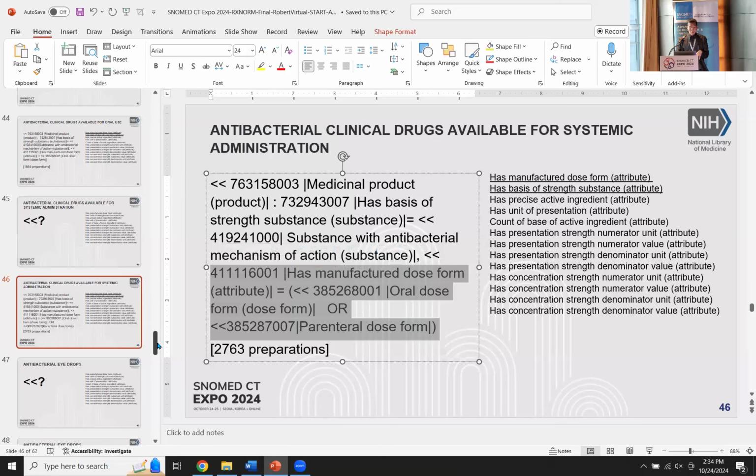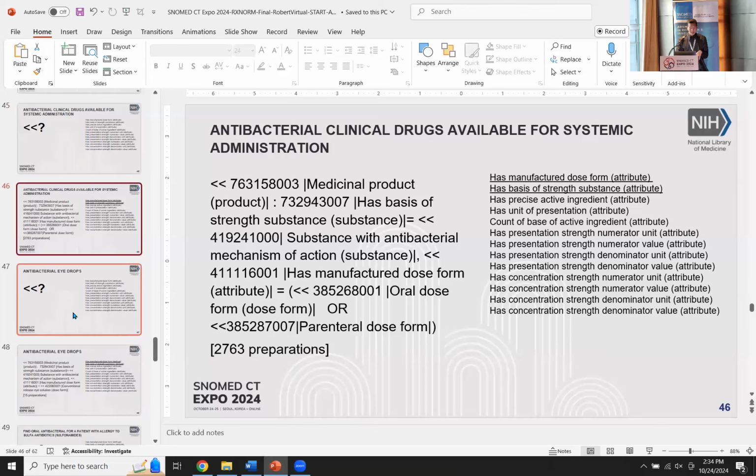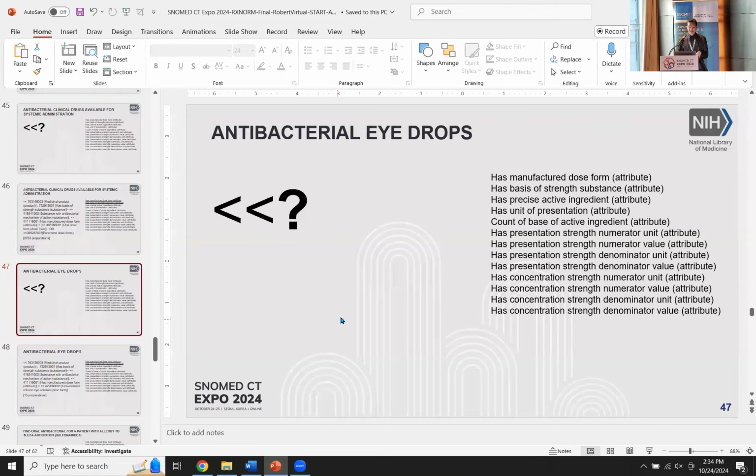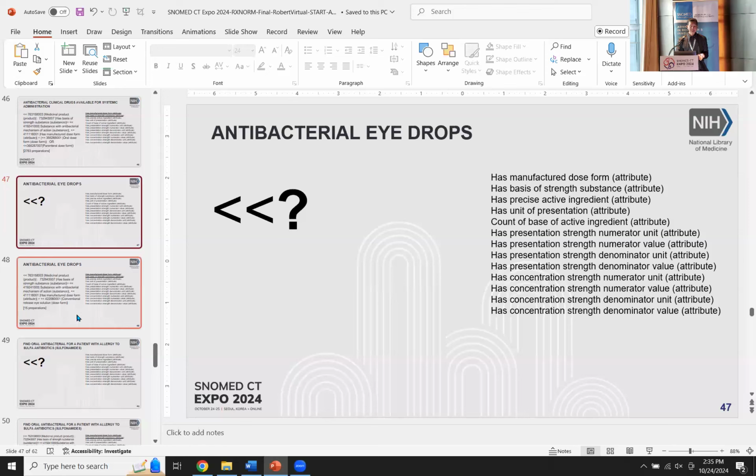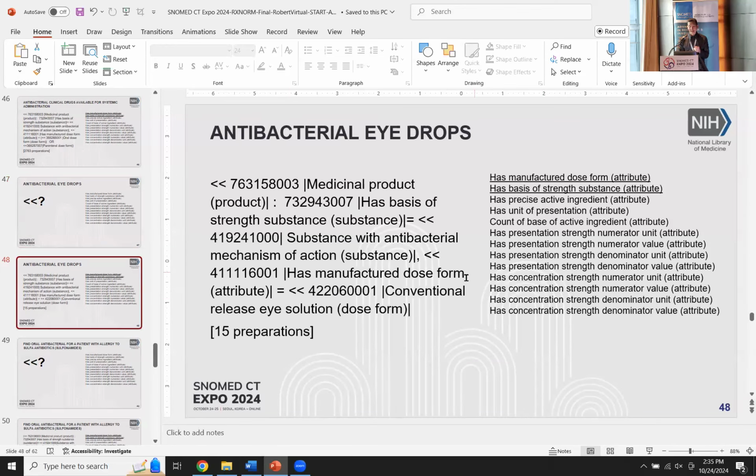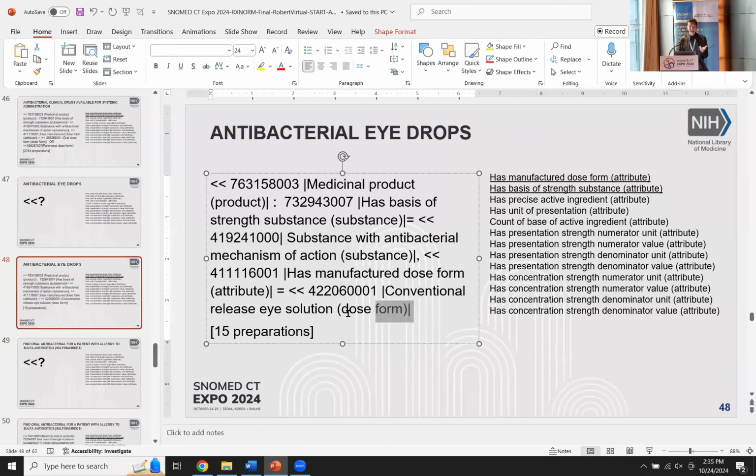So the next example is more interesting, in my opinion. We want to find the antibacterial eye drops. What is different from the previous example is that we want to use the has manufactured dose form, but this time we want to find the conventional release eye solutions, right? Instead of the oral dose forms. So this is how we change from oral dose forms to eye drops.